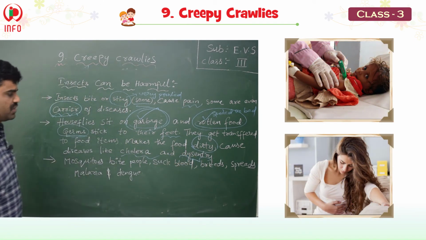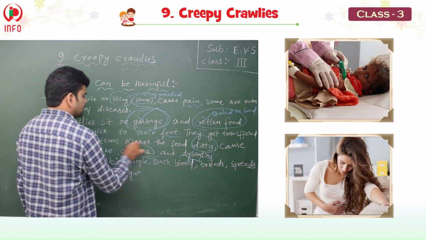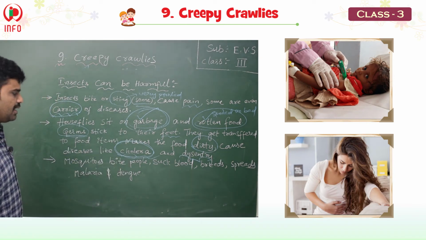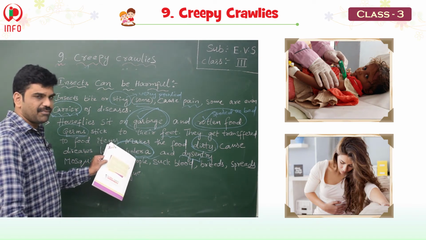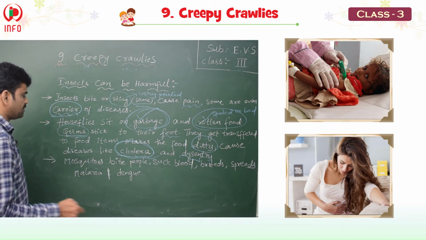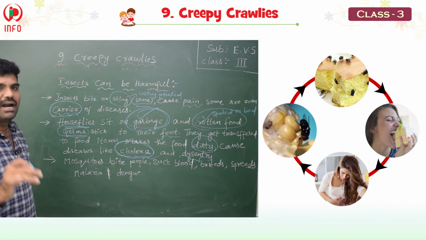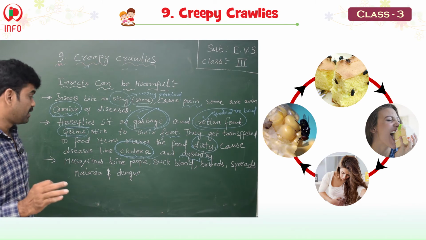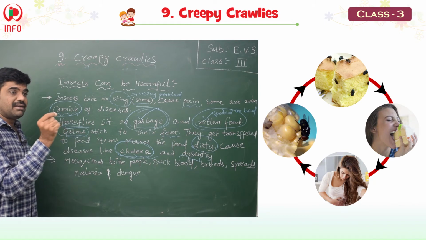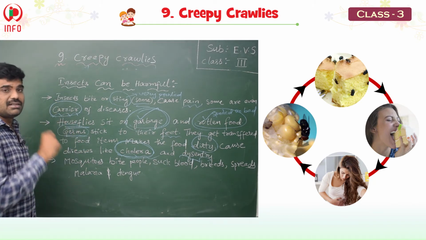Dysentery is nothing but loose motions. Cholera is a dangerous disease which is caused by bacteria, and spread by houseflies. Once again I am telling, houseflies sit on the garbage and the spoiled food. When they sit, the microorganisms stick to their feet. After that, these houseflies come and sit on the food material.